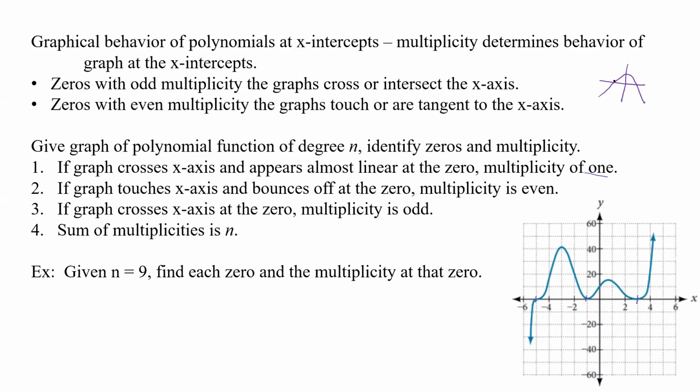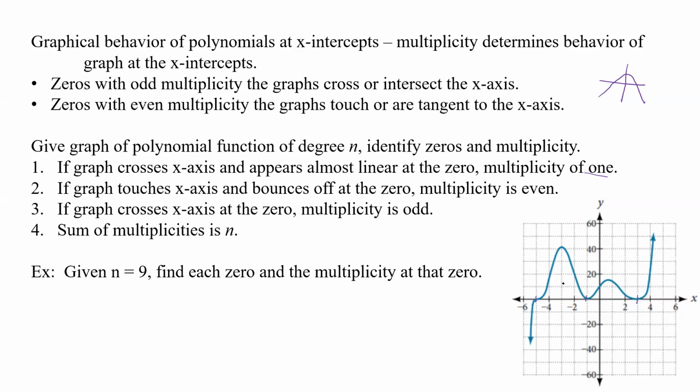That would be a multiplicity of 1, where it is just a straight line. Now, if it's going through the 0, the multiplicity is going to be odd. So this one here goes through the 0, so it's odd. We don't know if it's a 3 or a 5 or a 7 or something like that, but we know it's going to be something odd. And if it touches or bounces off at the 0, your multiplicity is even. So things like this, where it goes down, touches it, and comes back up, and comes down again and touches it, those are going to be even multiplicities.